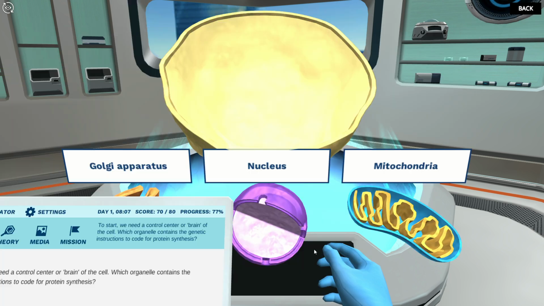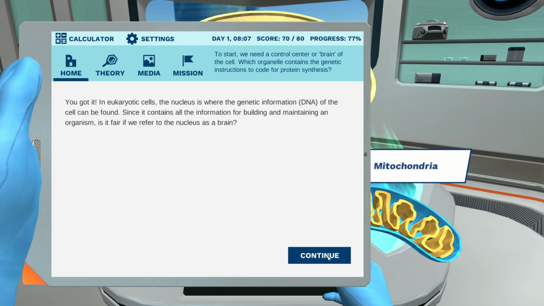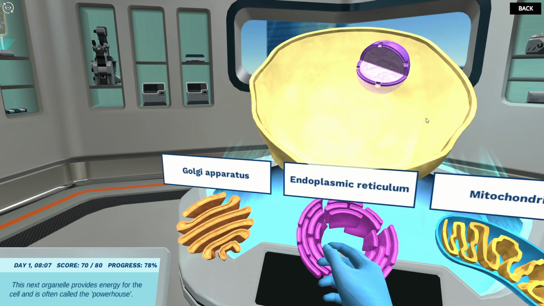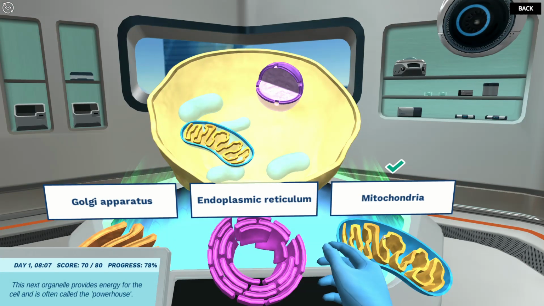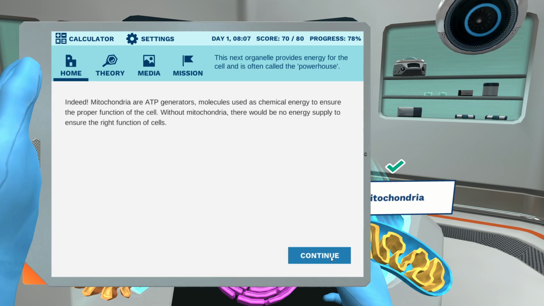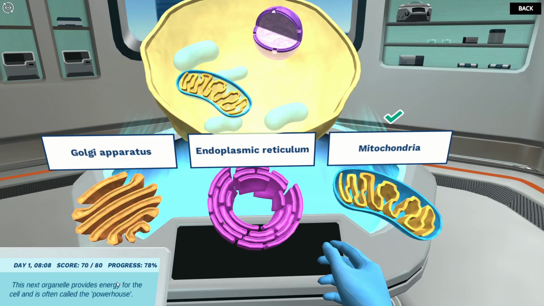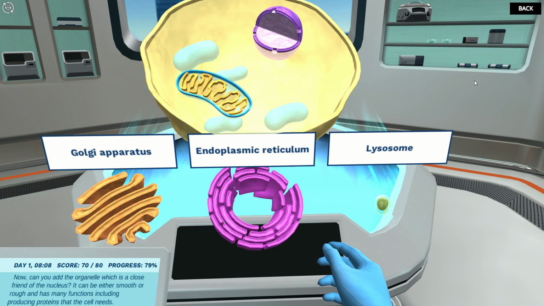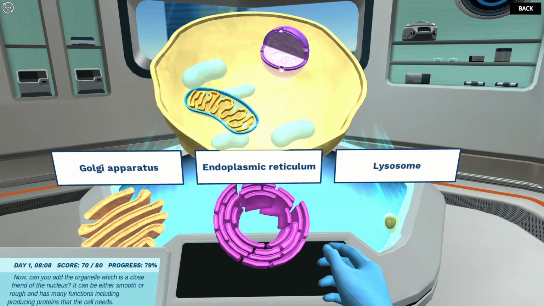To start, we need a control center or brain of the cell. Which organelle contains the genetic instructions to code? This next organelle provides energy for the cell and is often called the powerhouse. Indeed, mitochondria are ATP generators, molecules used as chemical energy to ensure the proper function of the cell. Without mitochondria, there would be no energy supply. Now, can you add the organelle which is a close friend of the nucleus? It can be either smooth or rough and has many functions, including producing proteins that the cell needs.